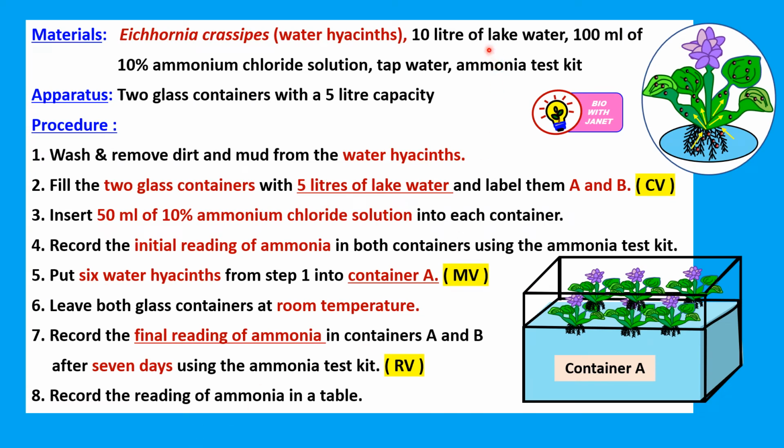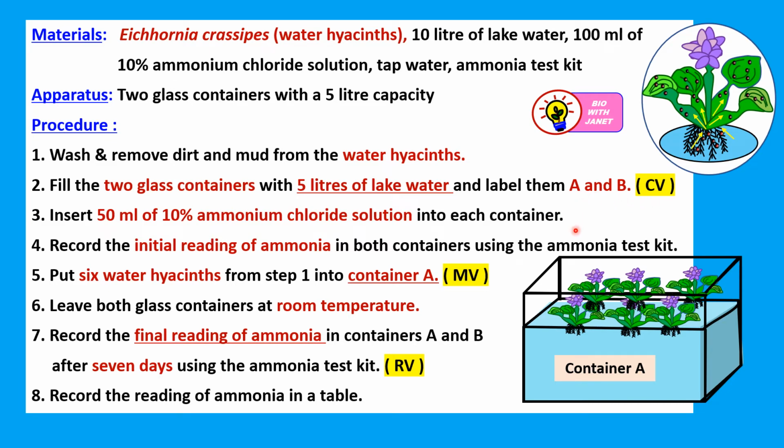For the materials, Eichhornia crassipes or water hyacinths, 10 liters of lake water, 100 ml of 10% ammonium chloride solution, tap water, ammonium test kit. And for the apparatus, we need 2 glass containers with a 5-liter capacity. So the procedure goes like this. First, we wash and remove the dirt and mud from the water hyacinth so that the roots can absorb the ammonia more quickly. Now, fill the 2 glass containers with 5 liters of lake water and label them A and B. So this is your constant variable.